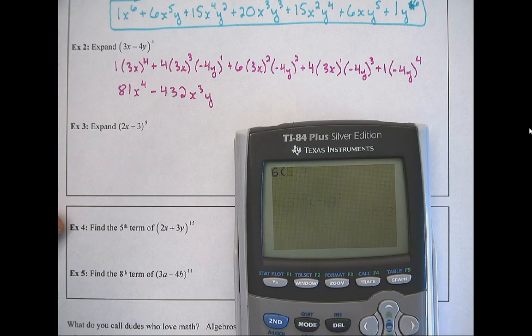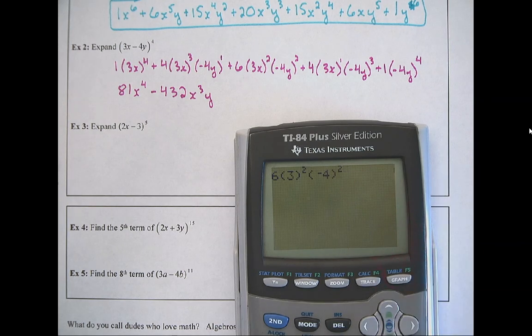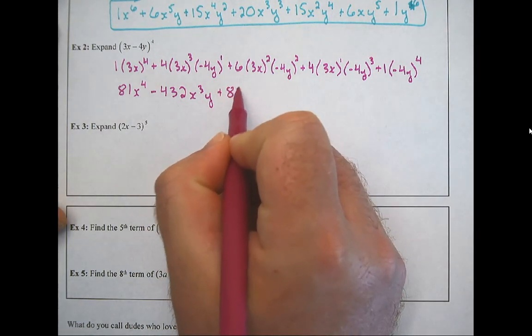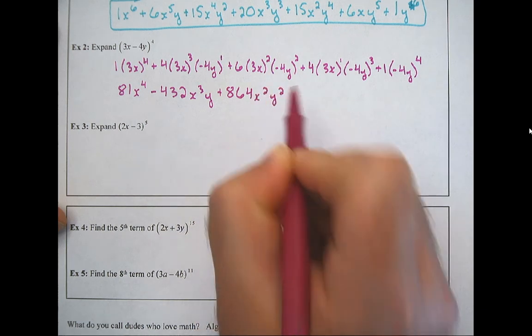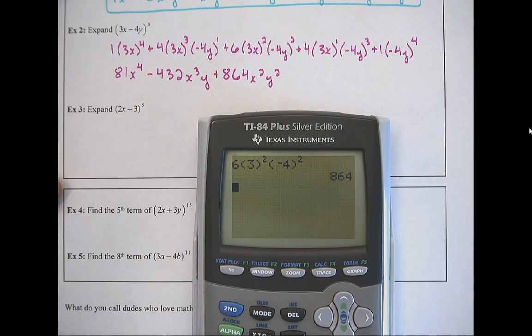6 times the quantity 3 squared, times the quantity negative 4 squared. Now remember, it's important to put negatives in parentheses when you're taking them to powers. We get positive 864. Go back through, there are 2 x's, there are 2 y's. And hopefully you get the idea to finish the rest of this on your own.